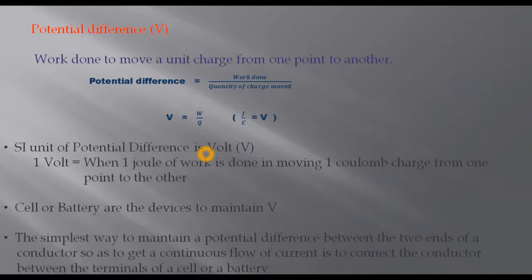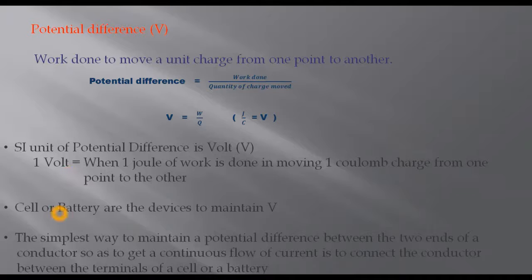Okay. So if I ask you to define 1 volt, then 1 volt is when 1 joule of work is done in moving 1 coulomb of charge from one point to the other point, right? So whenever 1 joule of work is done in moving 1 coulomb of charge from one point to another, then our potential difference is said to be equal to 1 volt.